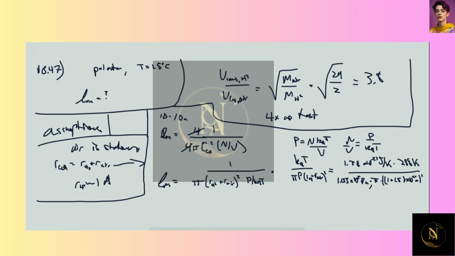Cool. So that's everything. We just need to plug all that in the calculator. And this comes out to being 1.998 times 10 to the negative 7 meters, or roughly 2 times 10 to the negative 7 meters. Awesome.